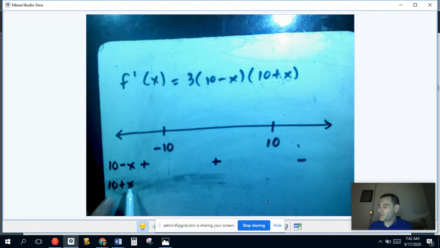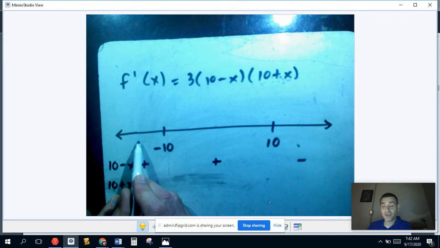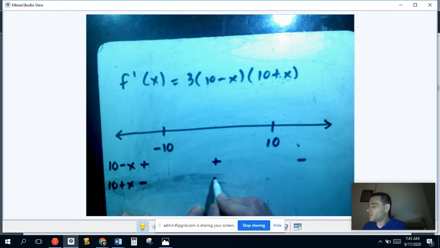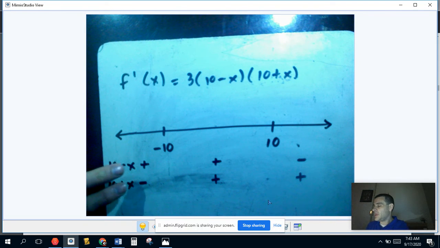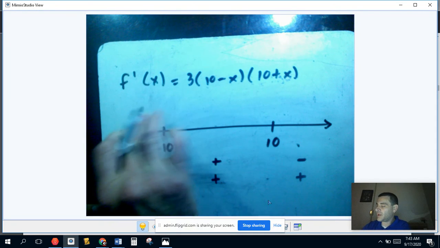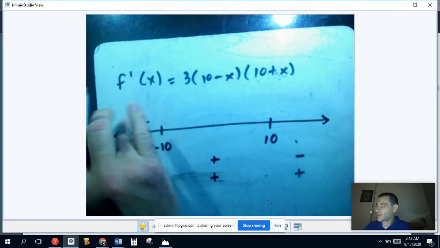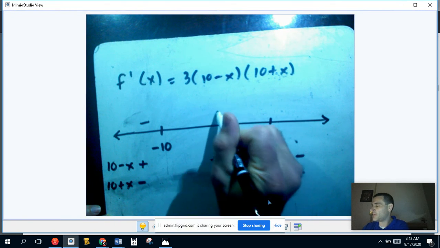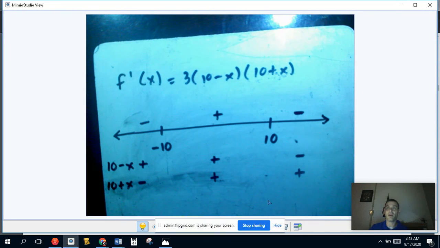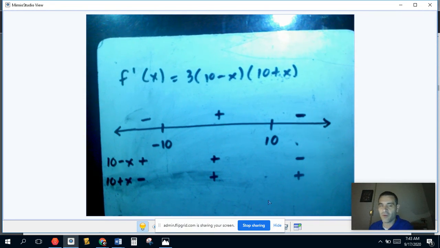Do the same thing for 10 plus x. Take a representative here like negative 11. 10 plus negative 11 would be negative. 10 plus 0 would be positive. 10 plus anything bigger than 10 will be positive. So now we're ultimately looking at what's positive times negative. Well, positive times negative will be negative. Wrong sign. Positive times positive will be positive. Negative times positive will be negative. And you may have a different way of doing that. It may seem a little bit roundabout for you. But ultimately, it's these three signs that we're looking at.